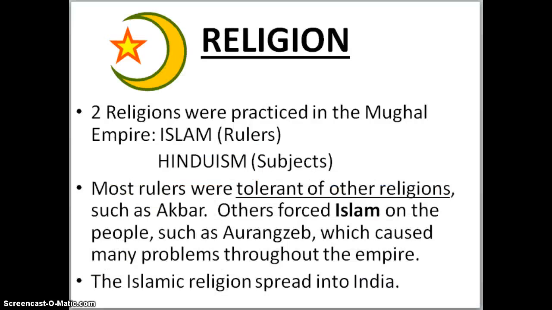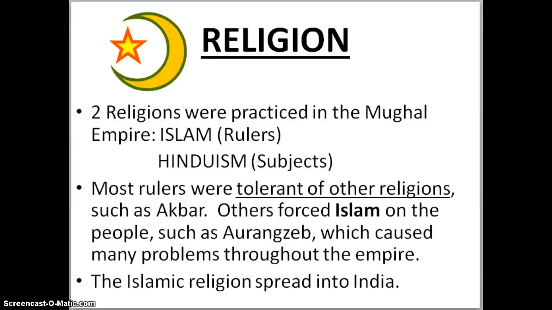The religion of the Mughal Empire. So we're going to have two religions practiced throughout the Mughal Empire. The rulers of the Mughal Empire are going to be Islamic. They're going to be Muslim. And the subjects, or everybody else in the empire, they're going to tend to be Hindus.